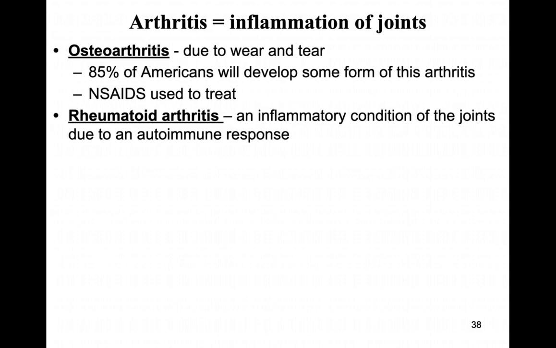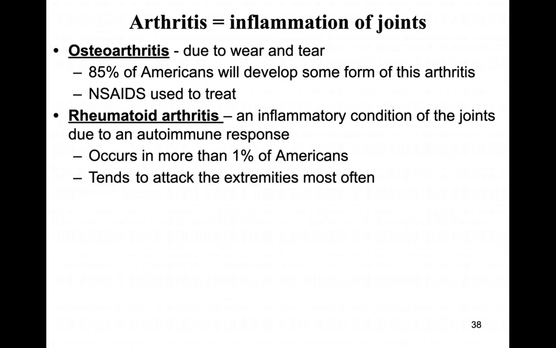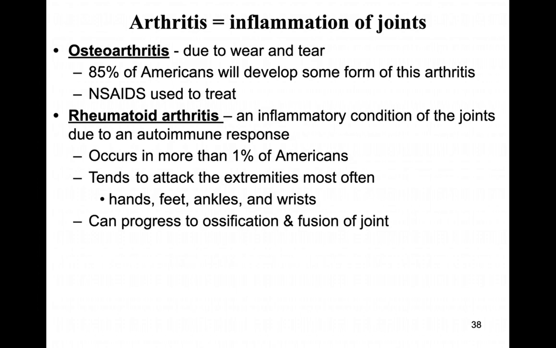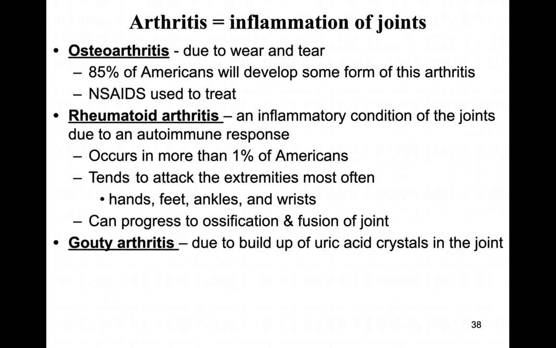Rheumatoid arthritis, this is an inflammatory condition. It's due to an autoimmune response. So this is in a little more than 1%, and it tends to attack the extremities most often. Different types of arthritis will have tendencies to affect different joints. So this likes the hands, feet, and the ankles. It can progress to ossification and fusion of a joint. So when a joint is fused, we don't break it apart. The person has just lost that motion.